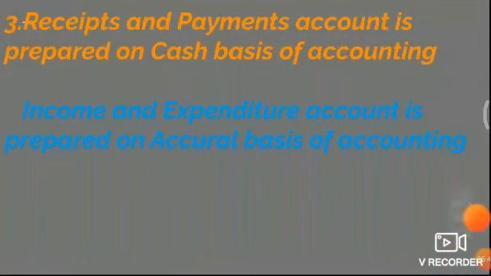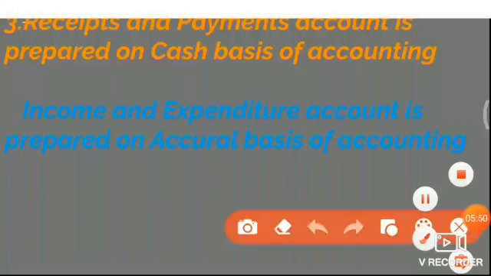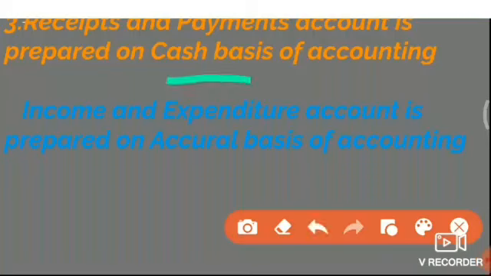Now the third difference between the receipts and payments account and the income and expenditure account is: the receipts and payments account is prepared on cash basis, and the income and expenditure account is prepared on accrual basis. Cash basis means it records only on the basis of cash. When cash is received, then only it is recorded in the accounts, and it does not consider the time.